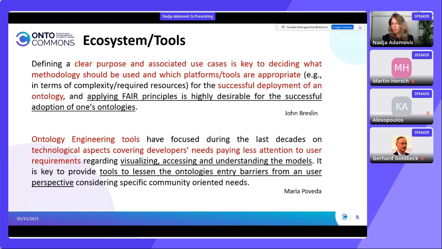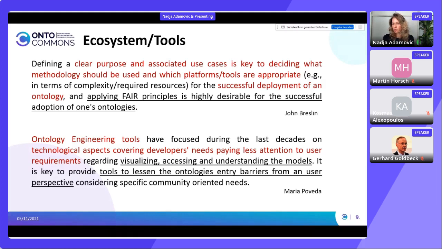Regarding the Ontology Commons ecosystem and tools, defining a clear purpose and associated use cases is key to deciding what methodology should be used and which platforms and tools are appropriate. For example, in terms of complexity and required resources for the successful deployment of an ontology, applying the FAIR principles is highly desirable for the successful adoption of ontologies.